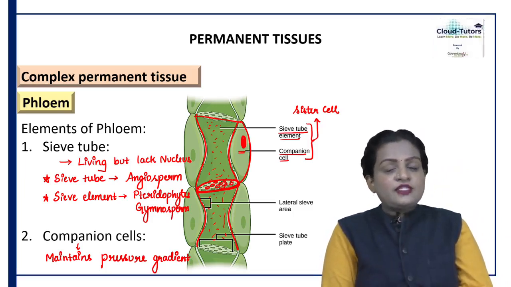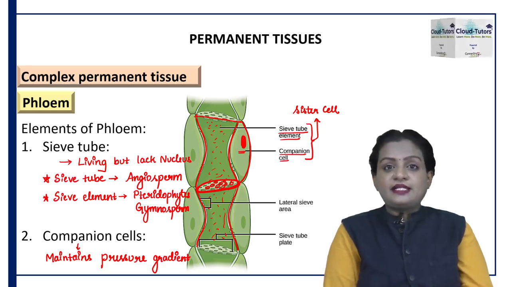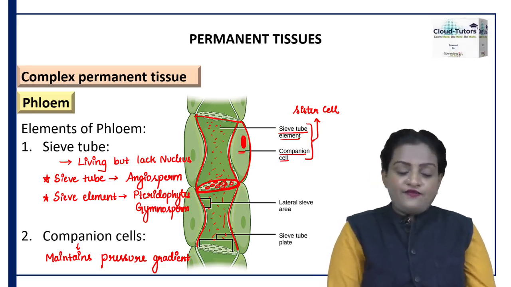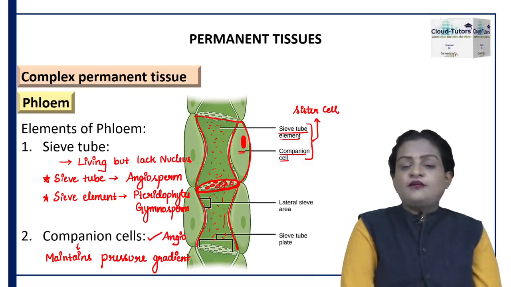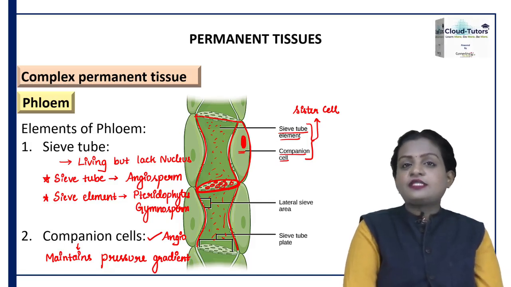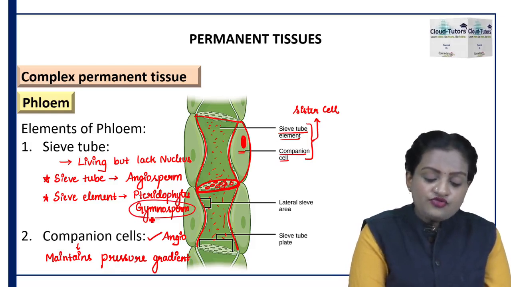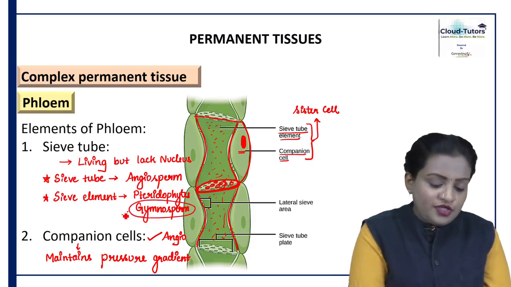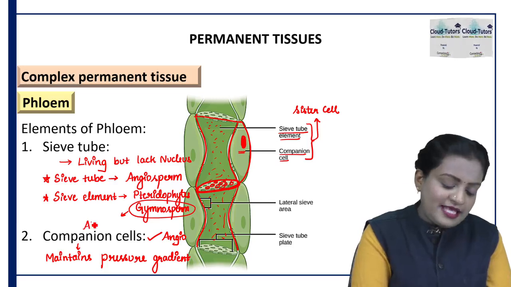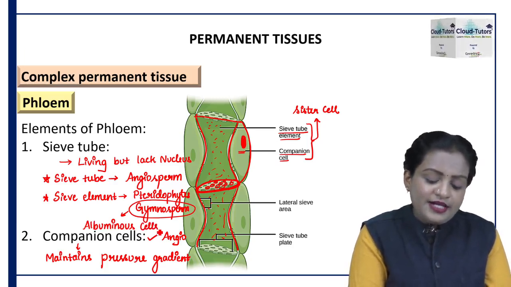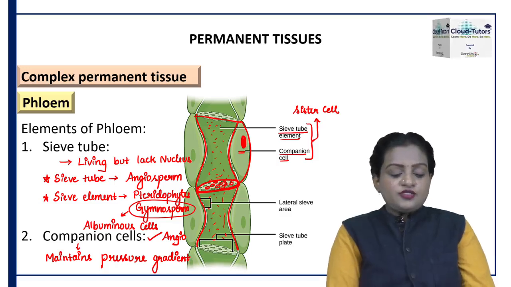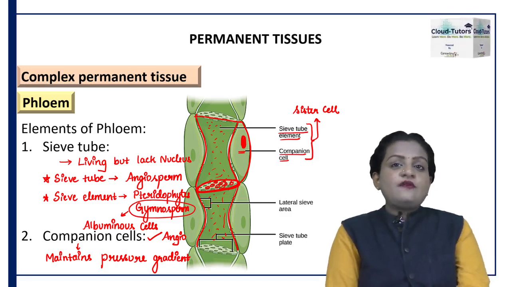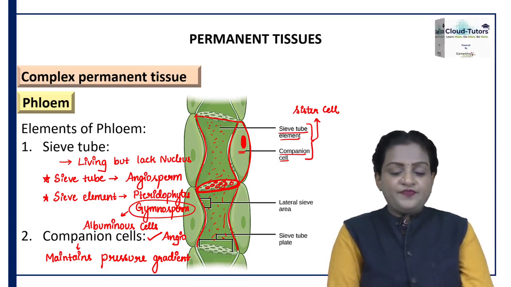Second difference is again with respect to the sister cell, the companion cell. Companion cell is again found only in angiosperms. Whereas gymnosperms have similar cells, whereas pteridophytes do not have any such cell. Gymnosperms have similar cells called albuminous cells. The albuminous cells help in maintaining the flow of the elements in the sieve element. So this is about our two main elements in the phloem which act as the main conducting units.